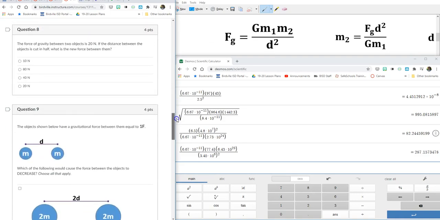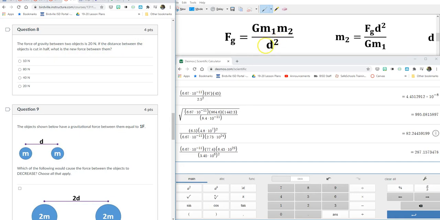And the last question I'm going to go over is this one right here, question number 8. This one is not a calculator question, not really. It's really about the proportionality. And if you look at the beginning of Monday's video, I talk about proportionality. The force of gravity between two objects is 20 newtons. If the distance between them is cut in half, what is the new force between them?